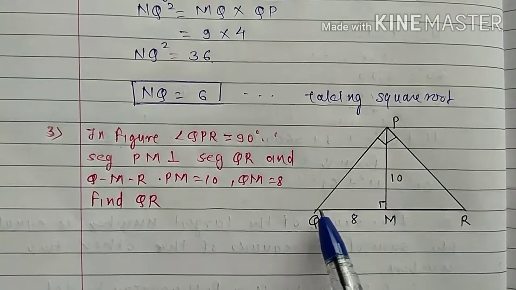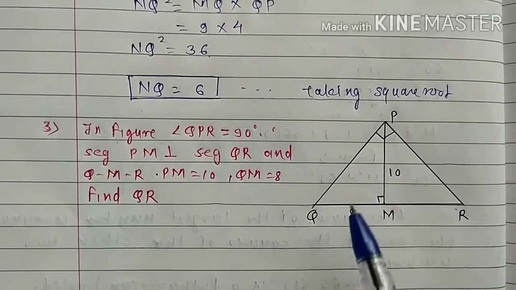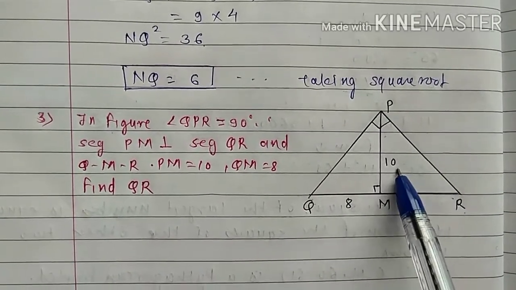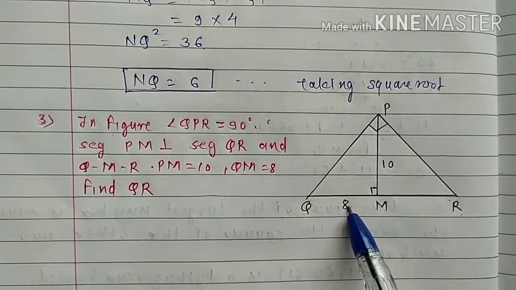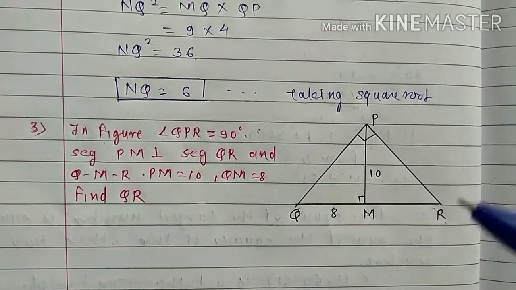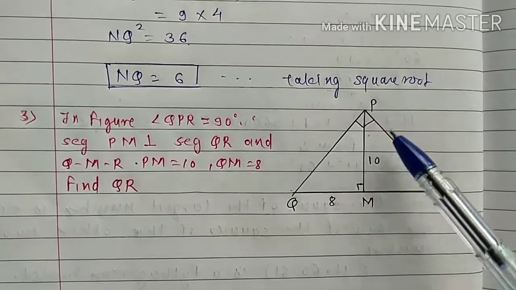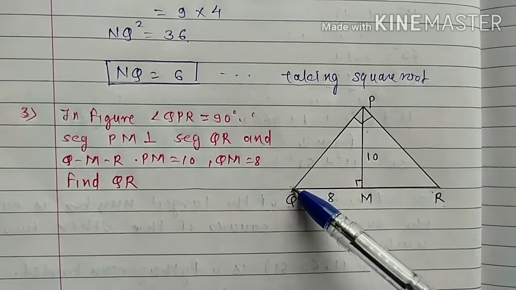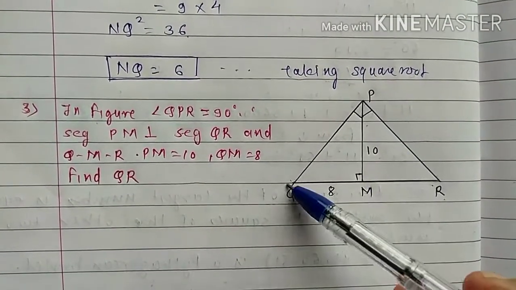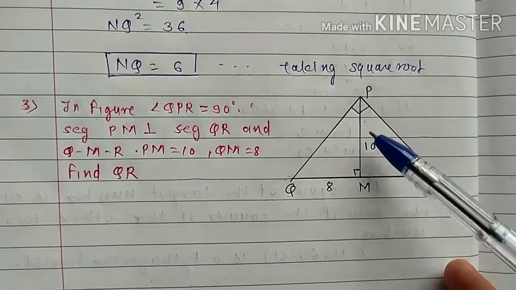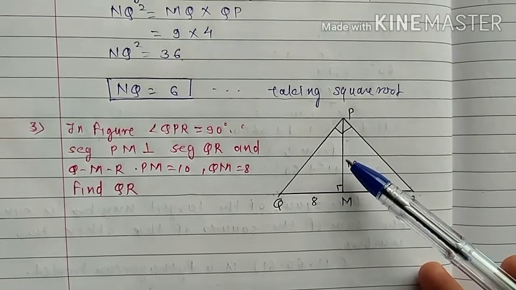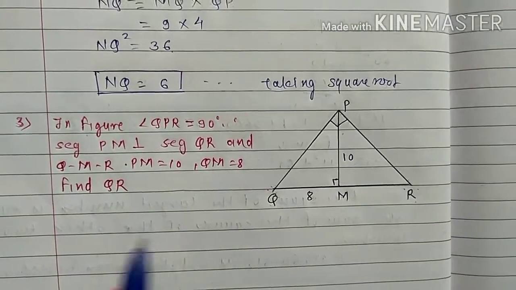Question number 3. In the figure, angle QPR is equal to 90 degrees. Seg PM is perpendicular to seg QR, and Q-M-R. PM is equal to 10, QM is equal to 8. Find QR. See here, in triangle QPR, P is 90, which means triangle QPR is a right angle triangle. PM is perpendicular to QR, so using the theorem of geometric mean.